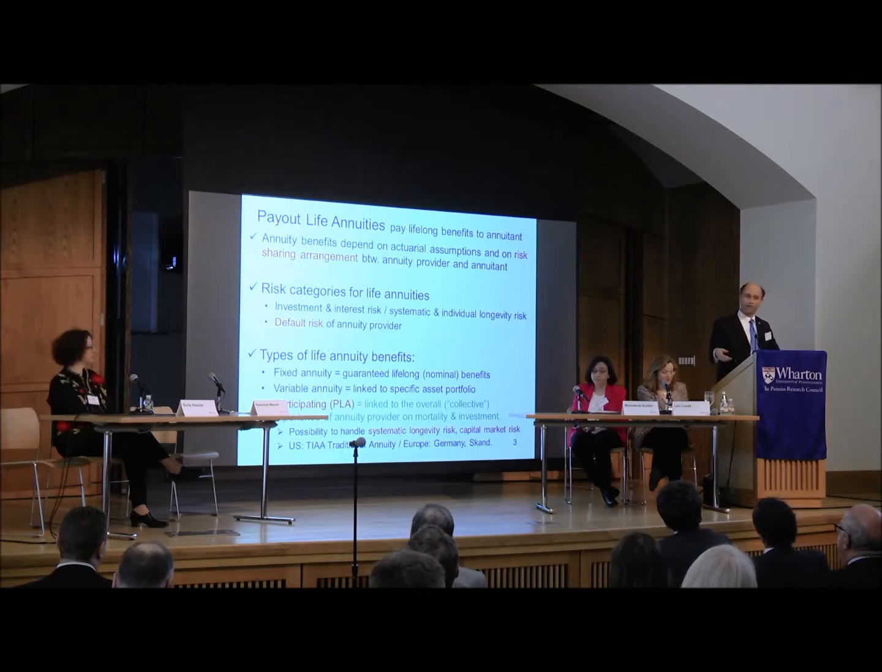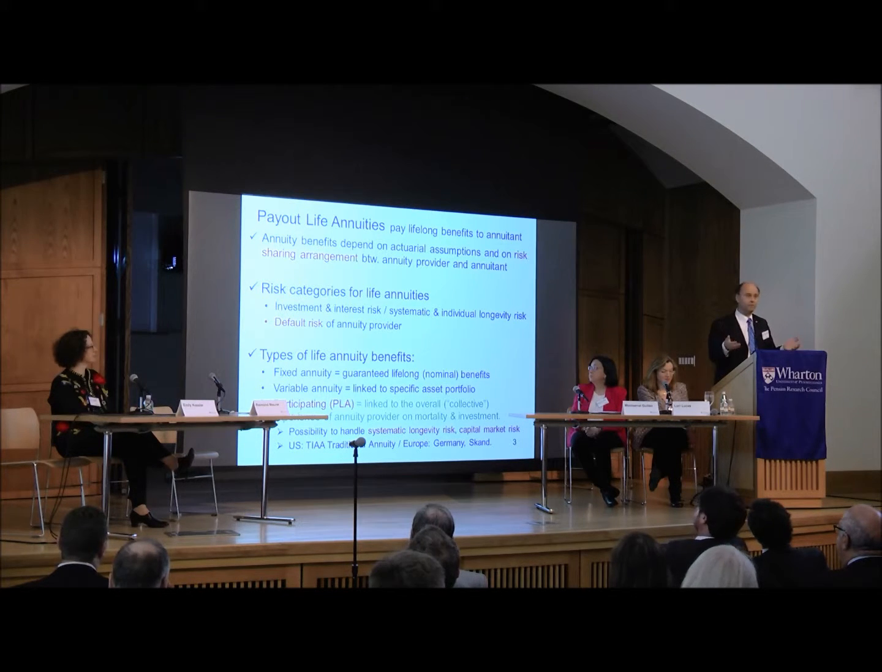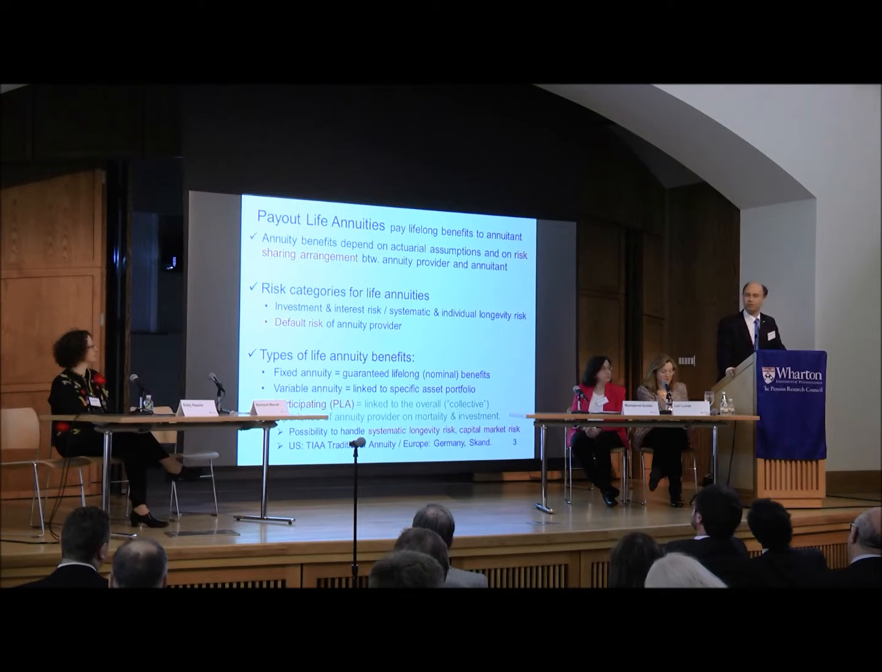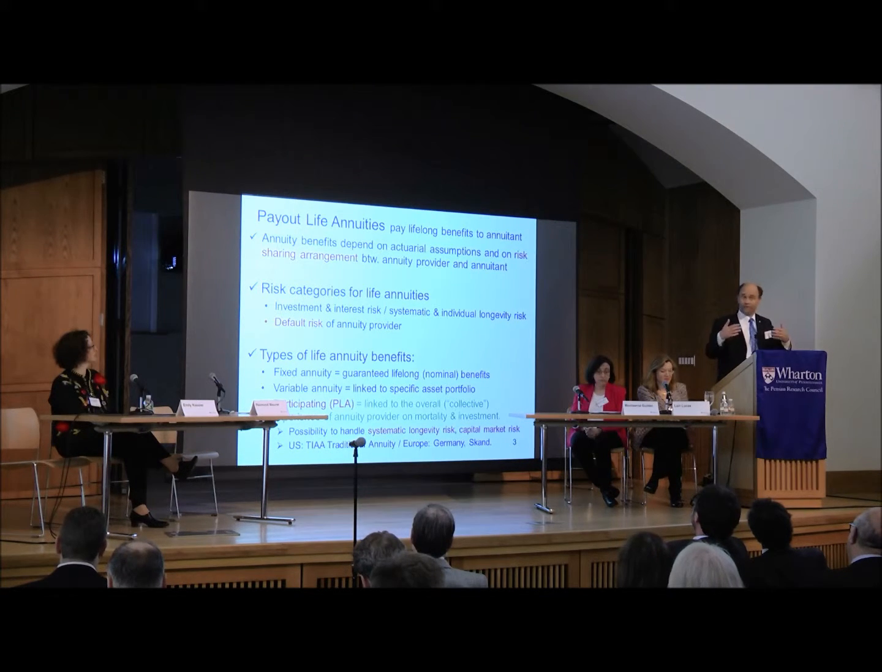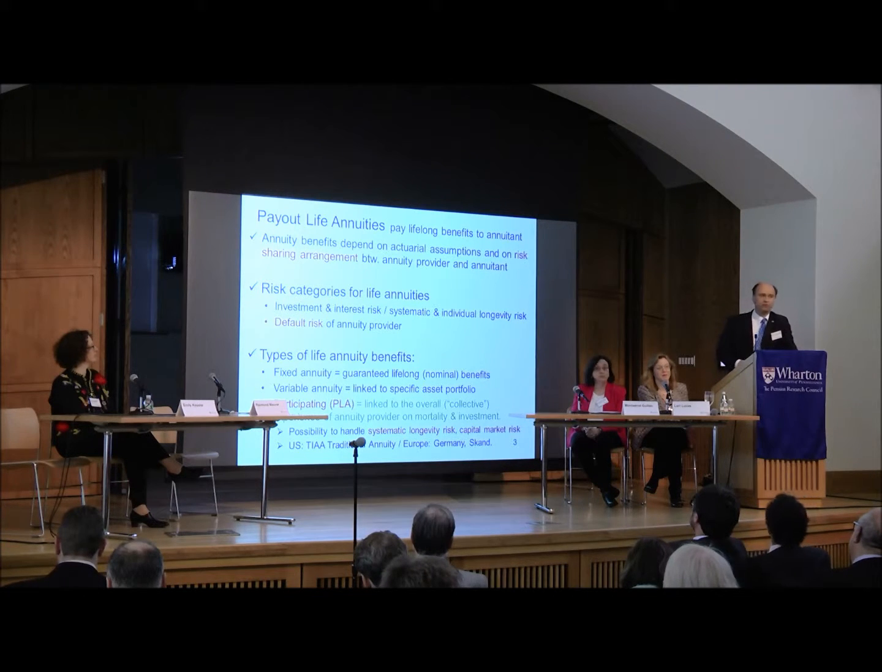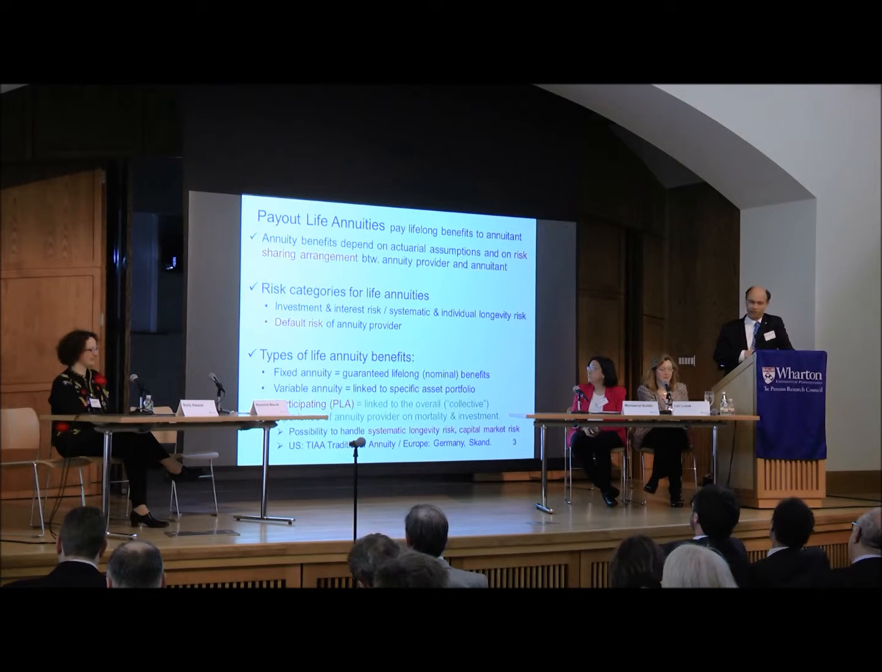You create a pool, then people die. This is an individual mortality risk based on an assumption on the mortality table. And then you also have the possibility that the mortality table itself will change over time. It's a mortality improvement, and this is a very hard risk to calculate. That's a systematic longevity risk. And of course, you have the default risk of the annuity provider.